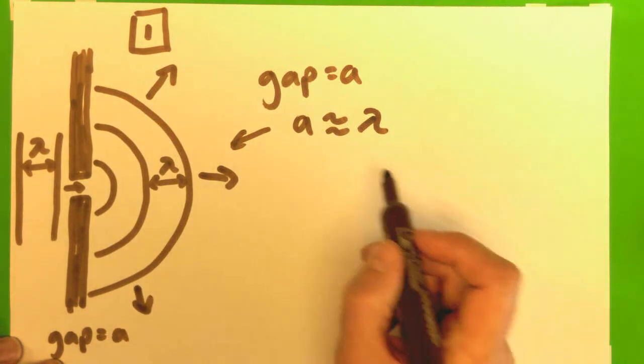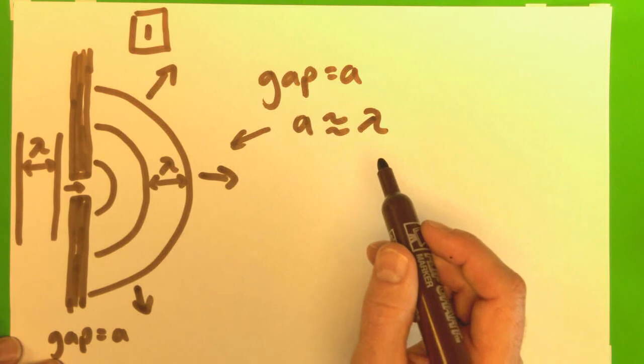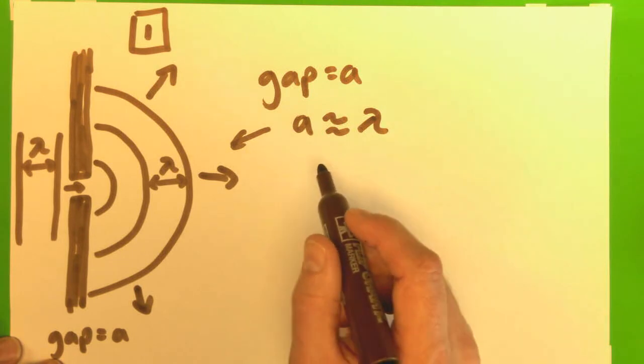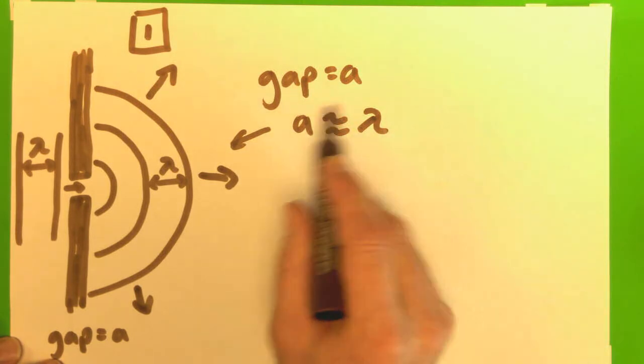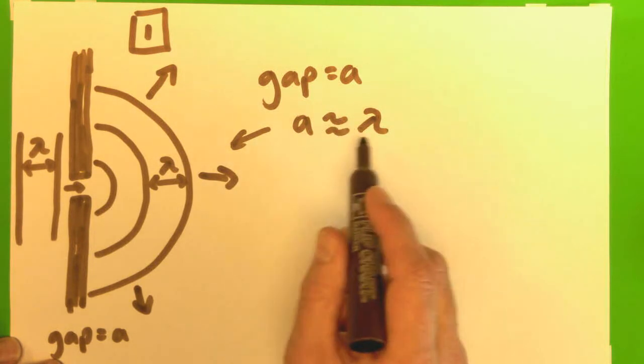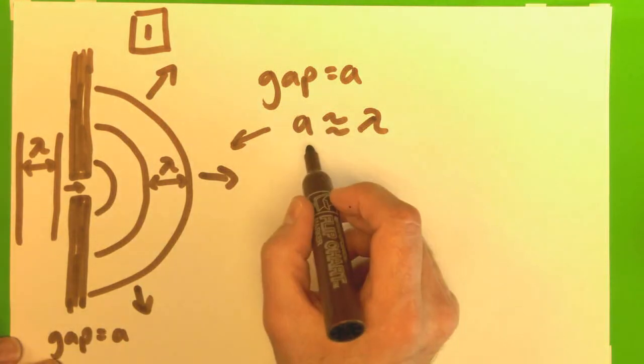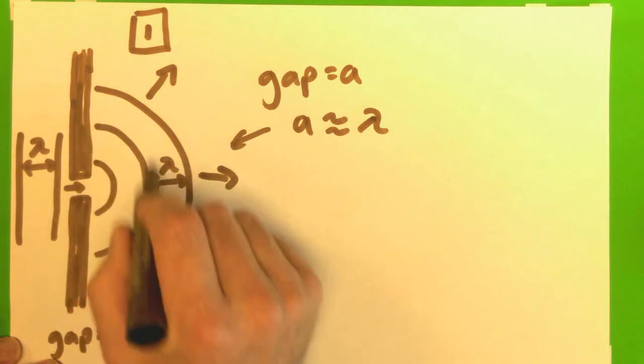Now, it doesn't have to be exact. It can even be as much as 10 times bigger, but not too much bigger. And if it gets too small, it'll have some issues as well. So it needs to be about the same size, and generally it's larger. When this is the case, we'll be able to see this diffraction.